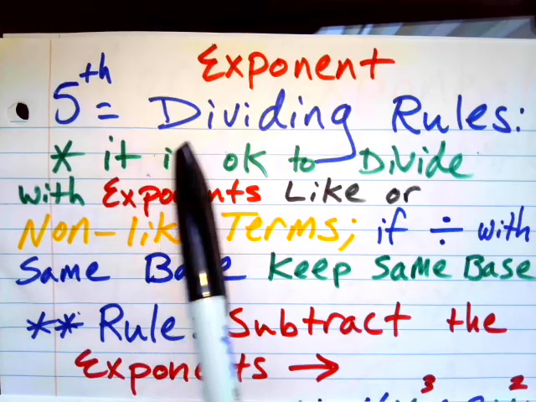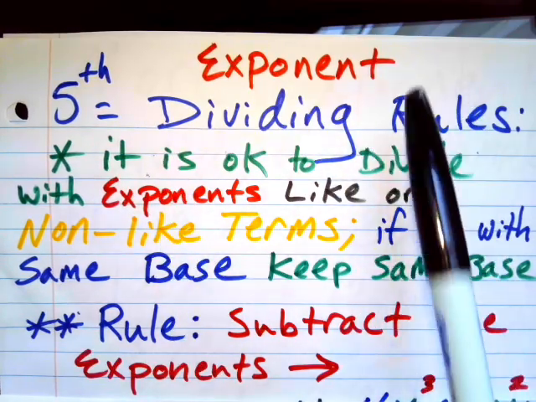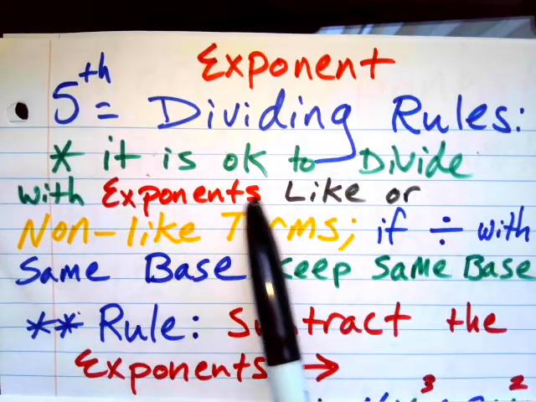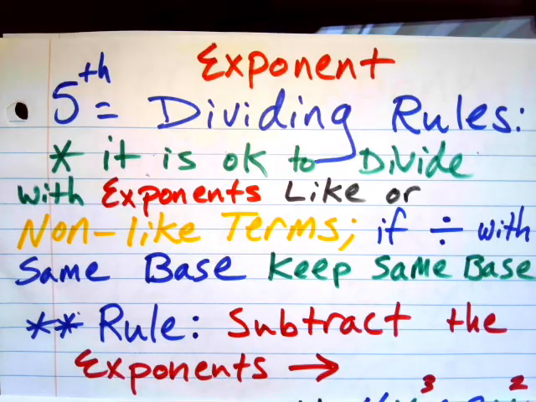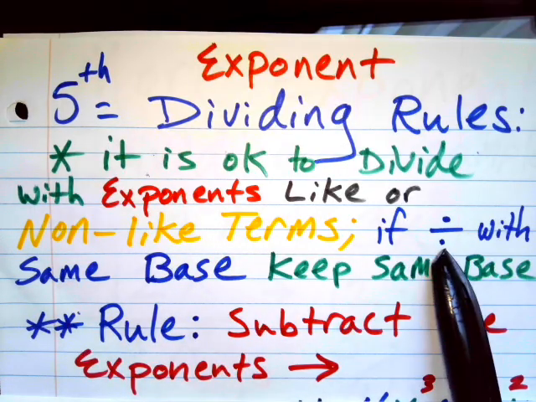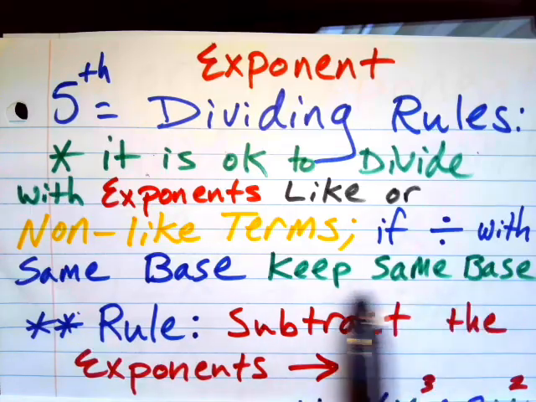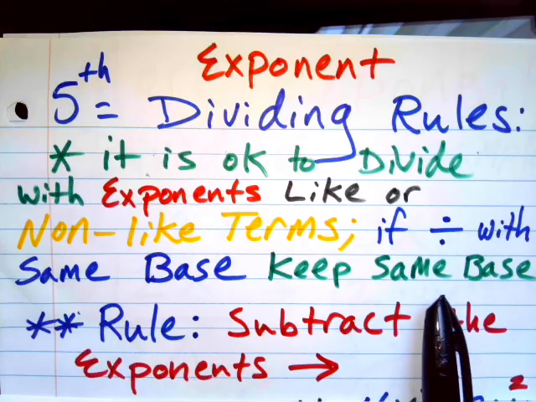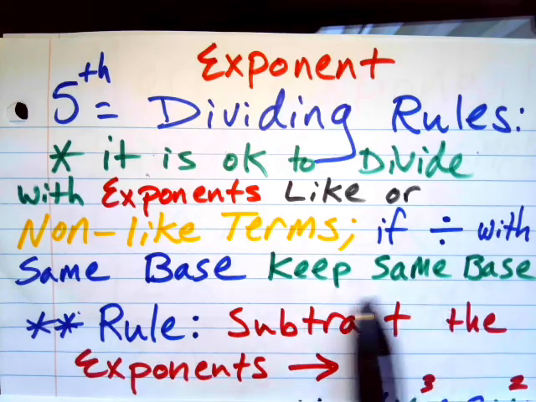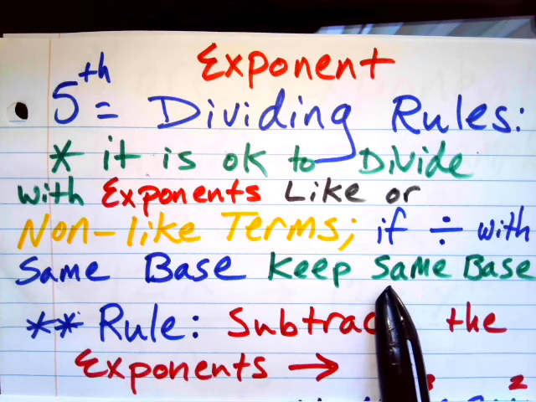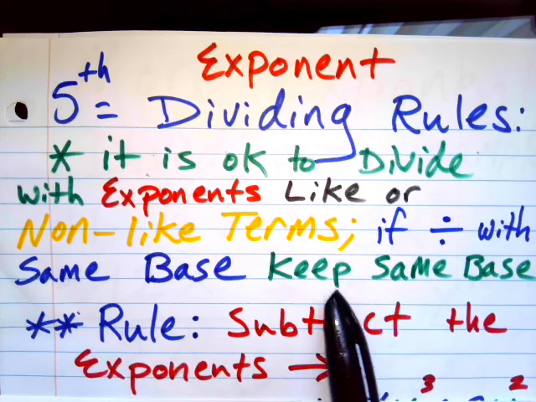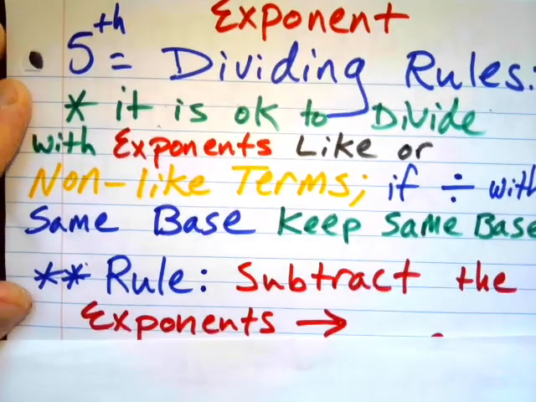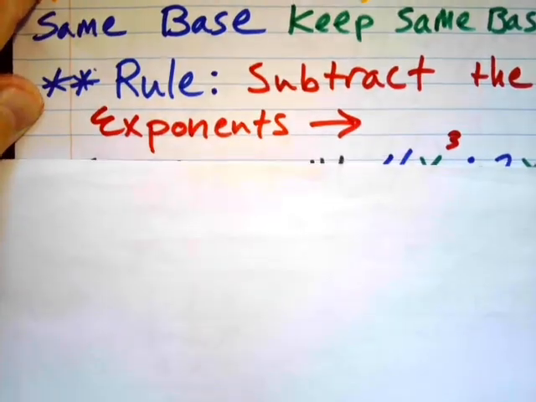I'd like to talk about in this video the dividing rules for exponents. And just a reminder, it's okay to divide with exponents that are like or non-like terms. If dividing with the same base, you want to keep the same base. So x divided by x or y divided by y, keep that same base. Or 3 divided by 3. Otherwise, you'd want to simplify their terms. And we'll go over some examples here later. So again, the rule is you subtract the exponents.